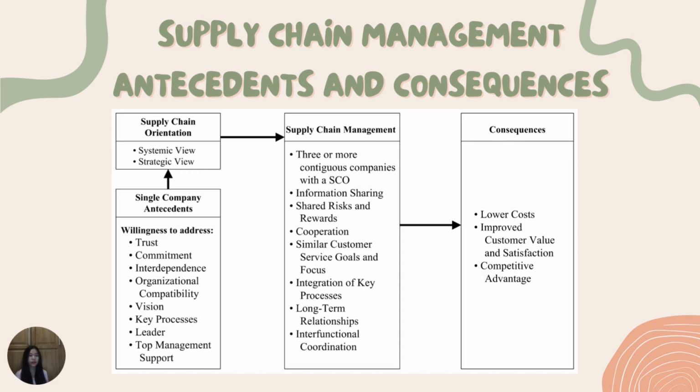Now we move to supply chain management antecedents and consequences. Antecedents to supply chain management are the factors that enhance or impede the implementation of a supply chain orientation philosophy. Organizational compatibility is defined as complementary goals and objectives, as well as similarity in operating philosophies and corporate cultures. Finally, several authors suggest top management support plays a critical role in shaping an organization's values, orientation, and direction.